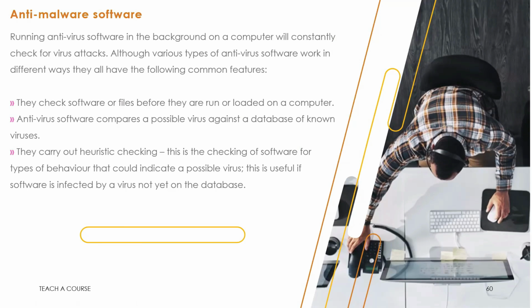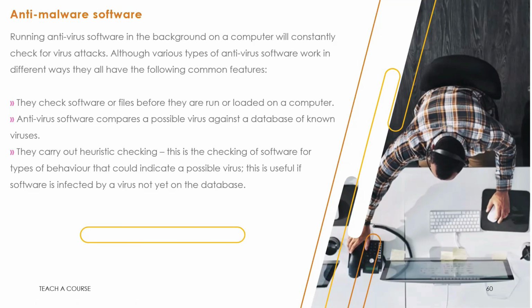Okay, so let's just quickly run through how antivirus software works. So this is general, okay, but different antivirus software can have different features on how they work, but generally they all have the following features. They check software or files before they are run or loaded on a computer. Antivirus software compares a possible virus against a database of known viruses. So it keeps a log, a database of known viruses, then it checks, okay?